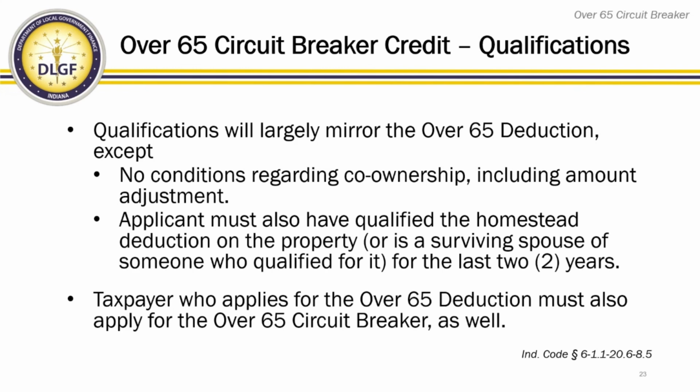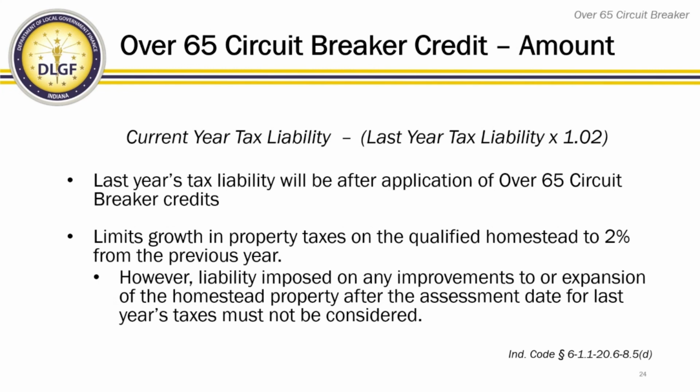The state application form, I believe, for the deduction, you have to check both boxes. So getting one doesn't mean you automatically get the other. The way the circuit breaker credit works is essentially it caps the property tax liability to 102% of the prior year's liability. It's meant to limit the growth of the property taxes on a qualified individual to 2% of the prior year.